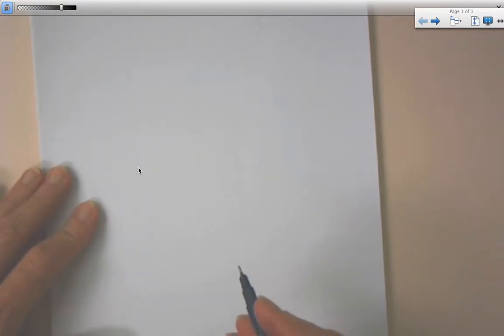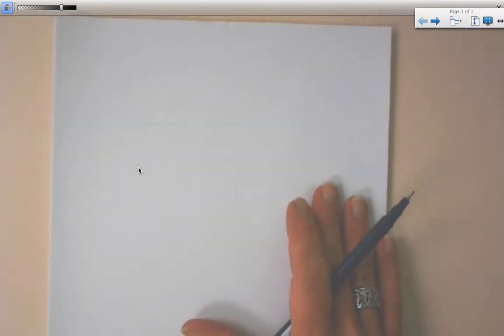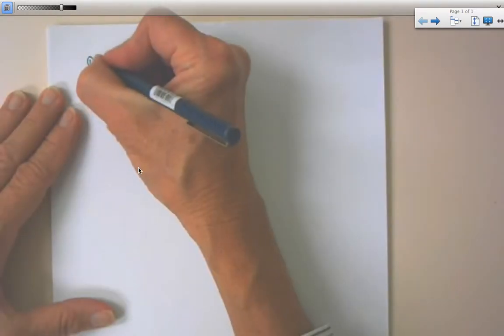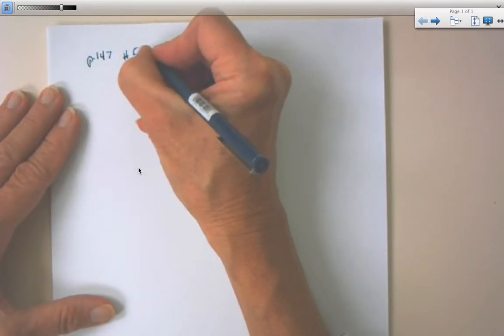Okay, let's look at your book. Go to page 147. I know I said number 48, but 48 is not going to help you study for the quiz, so I'm going to change it to page 147, number 50. So let's work that one.